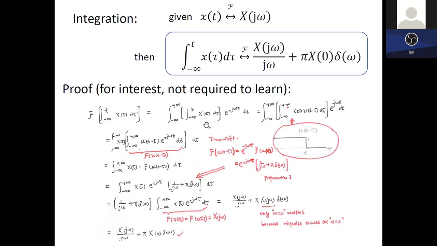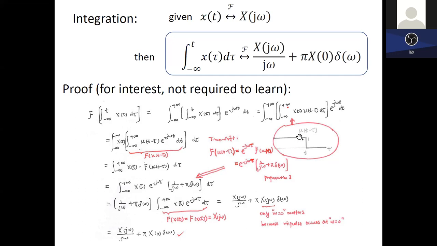The first step, we change the upper limit from t to plus infinity, making sure that this change does not affect the result of this integral. We need to multiply by an additional step signal u of t minus tau. If you look at u of t minus tau on the time axis tau, it is a reflected version of the standard unit step, and then shifted by t. So it's reflected, so it is one on the left. It is shifted by t, so it jumps at t instead of at zero.